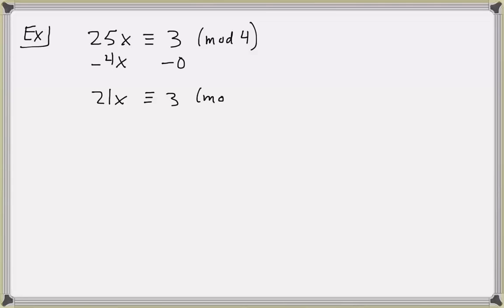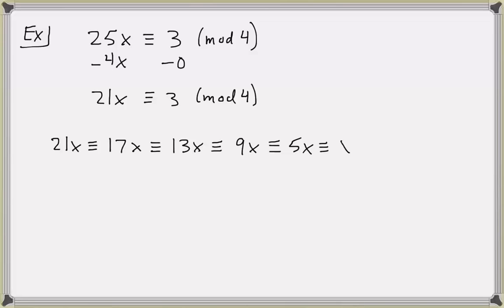and I'm going to continue this process. So 21x is congruent to 3. If I keep reducing by 4, I see that 21x is congruent to 17x. If I subtract 4x, this is congruent to 13x, which is congruent to 9x, which is congruent to 5x, which is congruent to 1x, or just x. And we said that 21x was congruent to 3 mod 4, so therefore x is congruent to 3 mod 4.